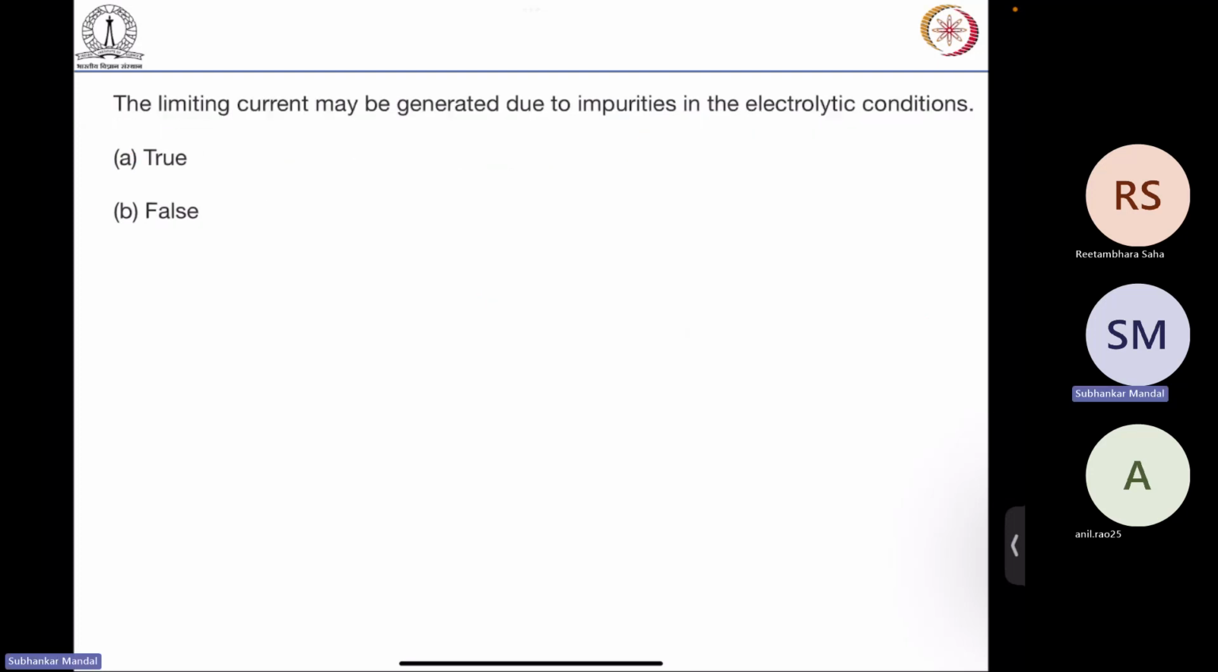The next question: the limiting current may be generated due to impurities in the electrolytic condition. Is that true or false? We have discussed these things. What is limiting current, and what is residual current? Which one will be the answer?